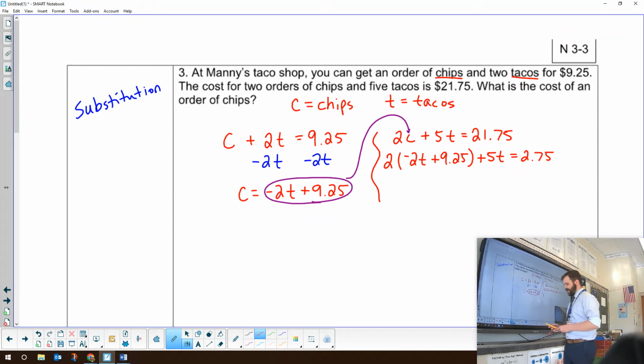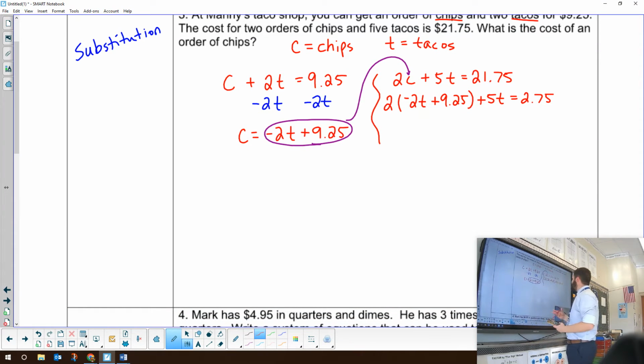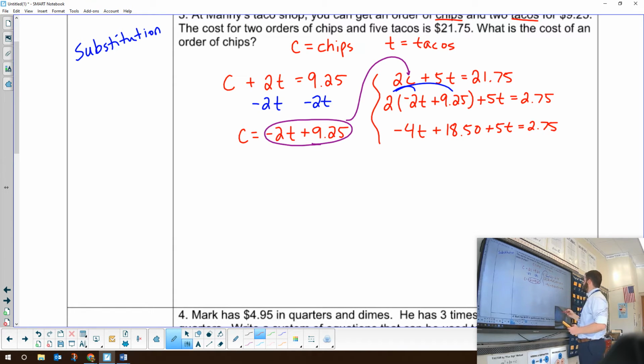$2.75. Okay, now let me scroll down so my screen doesn't get in the way. Now we just distribute. We're going to go 2 times both of these. 2 times negative 2 is negative 4t. 2 times 925 is going to be 1850. All right, then we're going to combine like terms. Negative 4t and 5t can combine and make 1t. So we're going to get t plus $18.50 equals $2.75.